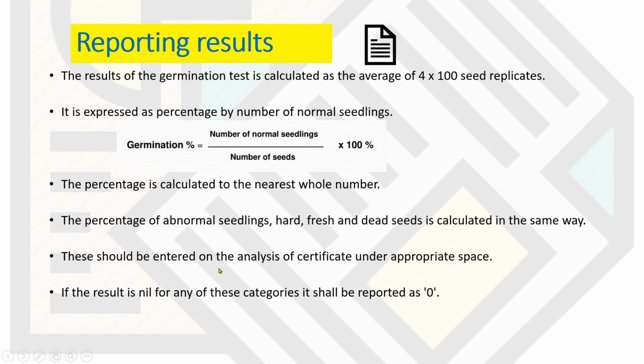To analyze the amount of deformity, abnormal seedlings should be entered in the analysis certificate under the appropriate space. If the result is nil for any of these categories, it should be reported as 0. If there are 100% normal seedlings, then for all the columns of abnormal seedlings, hard seeds, and fresh ungerminated seeds, it should be written as 0.